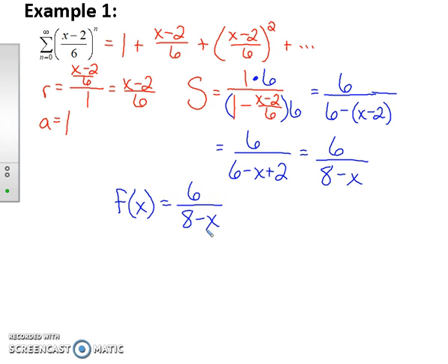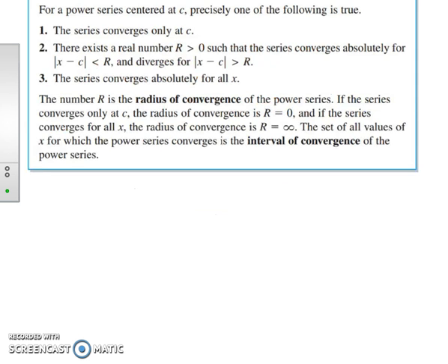So in all actuality, if I was to graph the function 6 over 8 minus x in my calculator, and then if I was to write out a bunch of terms for this series and put them in my calculator, they would both graph the same thing. These represent the same function. The one up at the top, though, written in red, is just a whole lot more expanded out there. So that's basically the concept of a power series represented as a function.